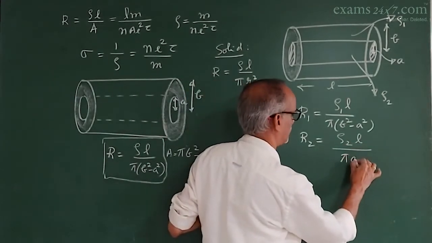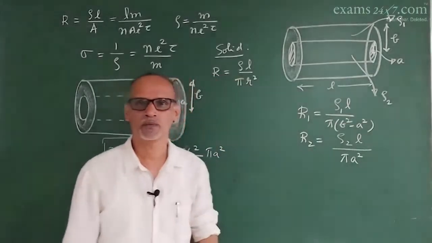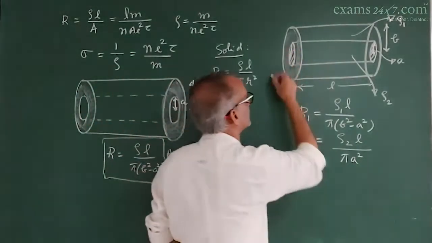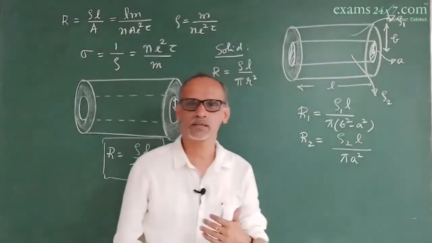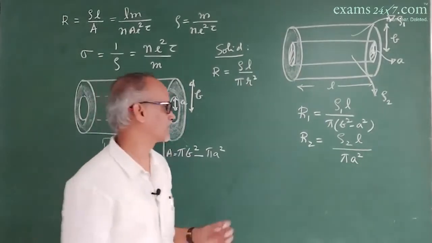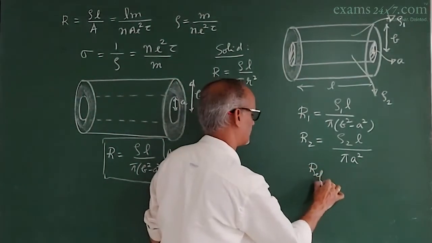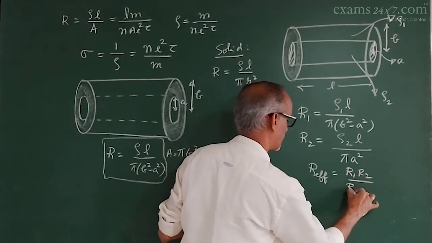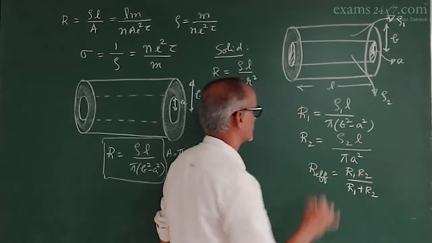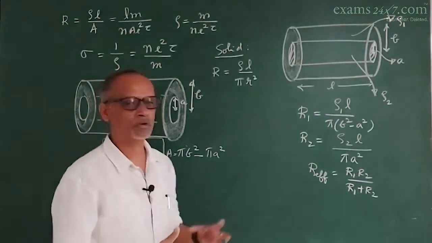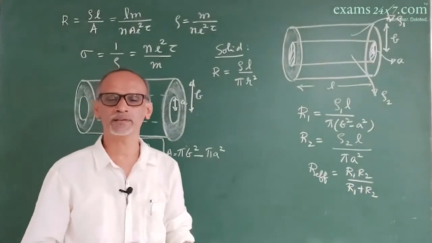And now these two materials, when we apply a potential difference across them, act as a parallel combination of the two resistances. Therefore, the effective resistance R effective is given by R1 into R2 by R1 plus R2. So this is how we find the effective resistance of two composite wires having different resistivity.